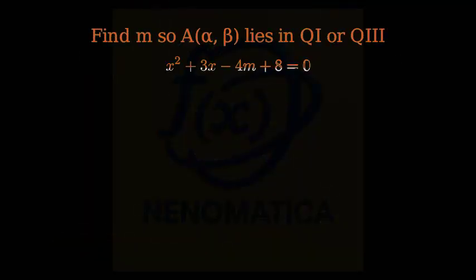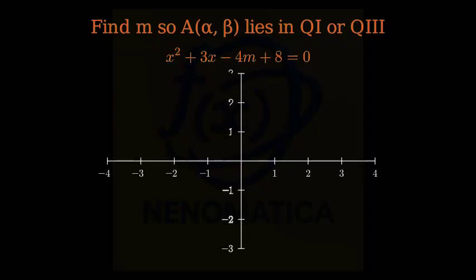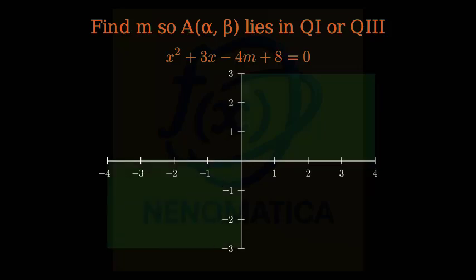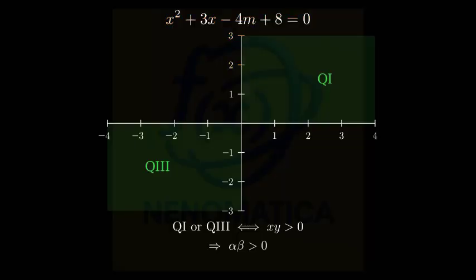Example: we will find the range of m such that the point A of alpha, beta, where alpha and beta are the roots of x squared plus 3x minus 4m plus 8 equals 0, lands in the first or the third quadrant. First, visualize the quadrants. A point is in quadrant 1 or quadrant 3 if its x and y have the same sign, which means their product is positive. We'll shade quadrant 1 and quadrant 3 to keep that idea in mind.